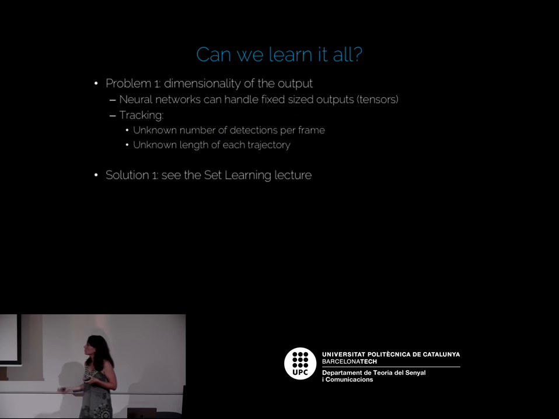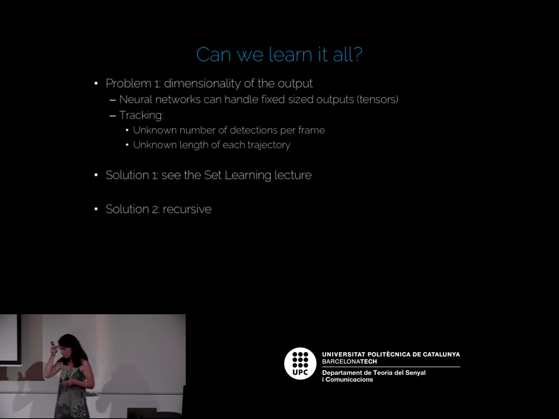So one first solution that we can use is what I'm going to present in the last lecture today, which is going to be the set learning lecture. So in set learning, we don't want to predict tensors as output, but we want to predict sets. As you will see, sets have unknown size and also there's a question with permutation. So the order of the elements within the set is important. But I'm going to present this later today.